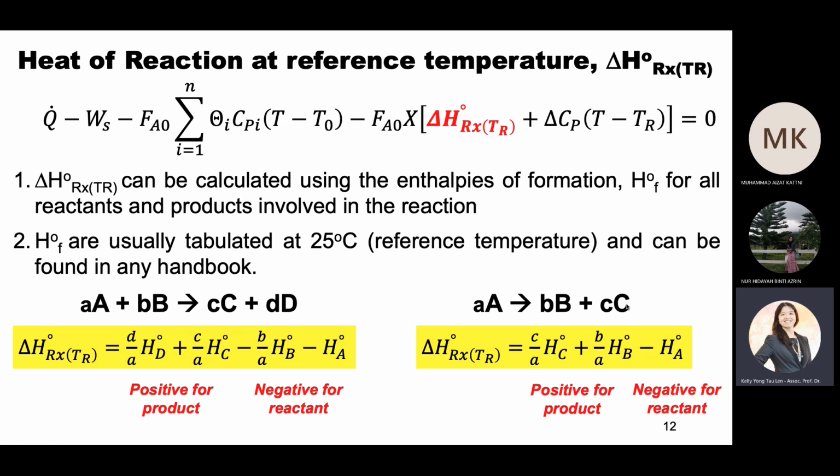So kalau B is a product, so you see equation tu dah berubah because it will be C per A heat of formation of C plus B per A heat of formation of B. So now B becomes a plus, because B in this reaction is now a product. In the previous one, B was a reactant, so it becomes negative. Then again minus heat of formation of A. So that's how you obtain the heat of reaction using heat of formation.